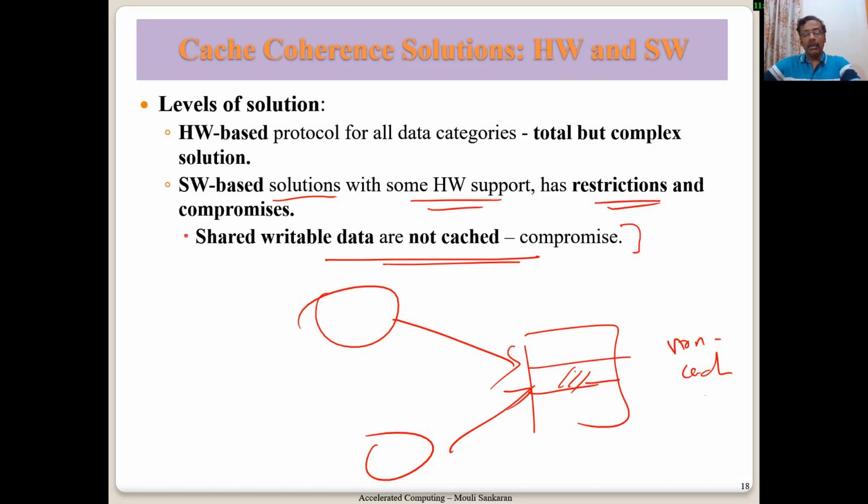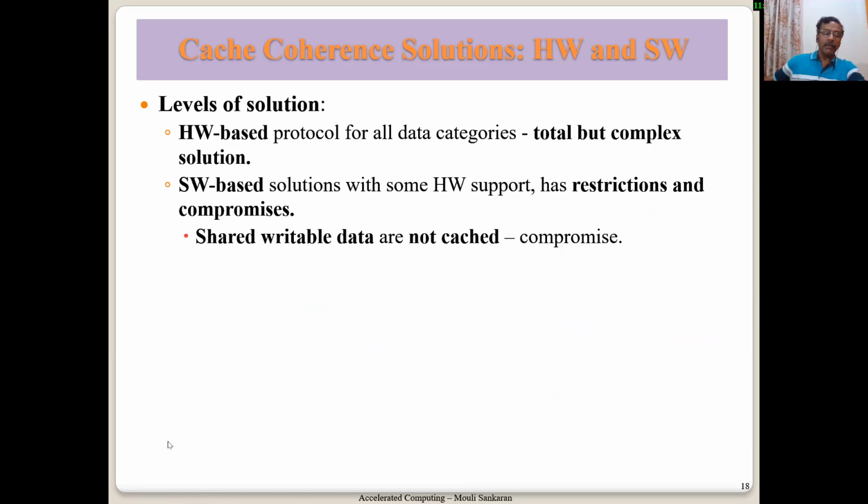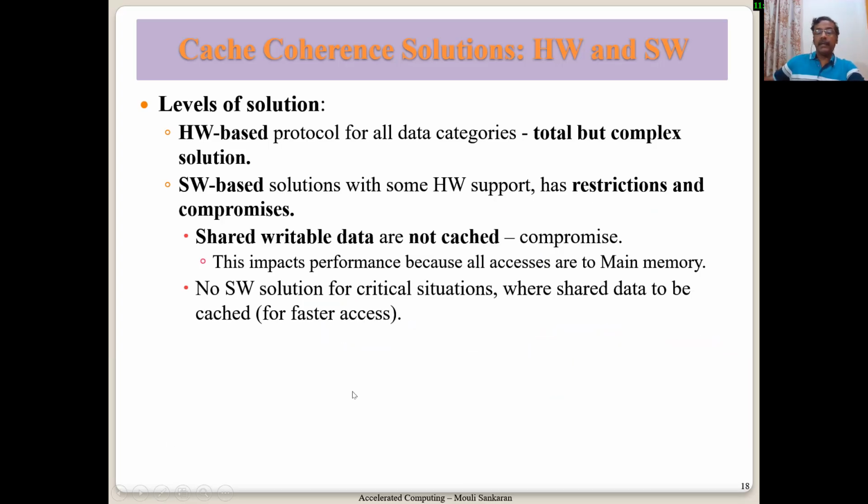So you need to have a hardware-based protocol for all data categories, total but complex. It is effective, but it's a complex solution, which is going to be discussed in this particular lecture, and then the subsequent lecture which talks about cache coherence protocol in detail. So now let us understand them.